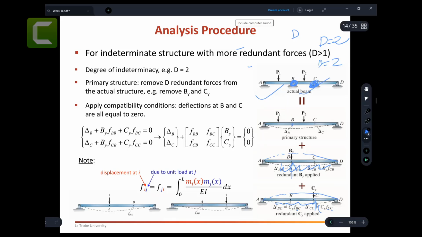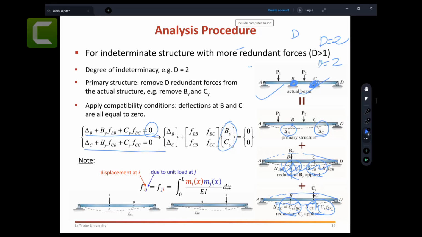So you have an extra 2 compatibility conditions: delta B here plus this equals 0, and this plus this equals 0, and you can find those unknown quantities using this matrix.